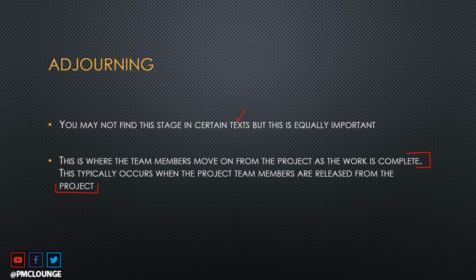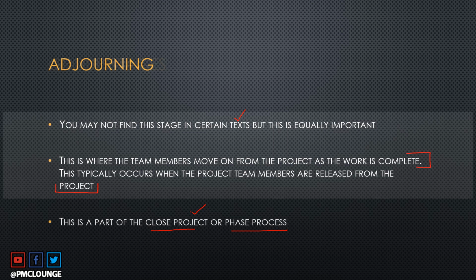So if you were working on a project in a projectized environment, this is where project team members are released, and it is possible that you may never see them again, right? Because in the projectized environment, team members have no home. Now, this is a part of the close project or phase process because this is where everything is done, the team is adjourning. So, this is not part of the develop team process as such, but this is part of the close project or phase process. This is where you say your goodbyes and move on.